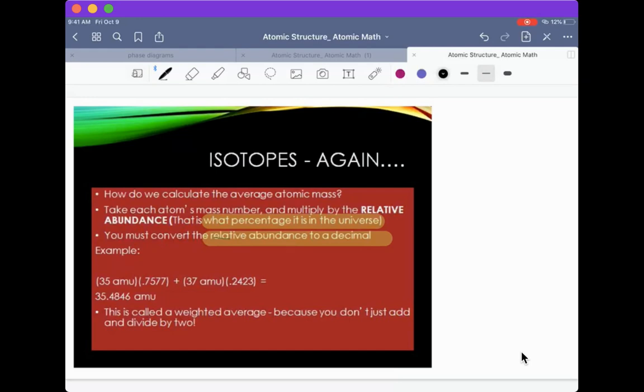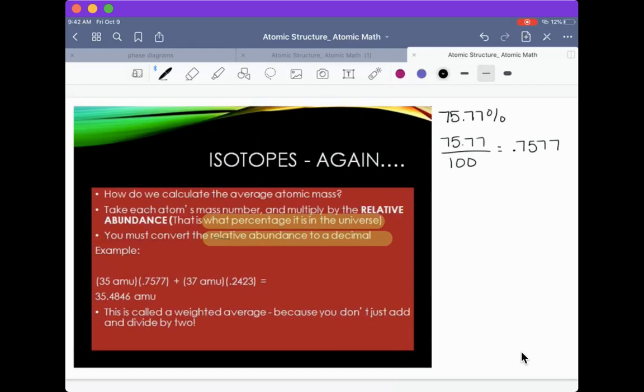the isotope of chlorine-35 was found 75.77% of the time. What a percentage means is you are taking that number out of 100%, or 100 things. So you take the number 75.77 and divide it by 100, because you're taking it out of 100. When you plug that in the calculator, that's going to give you the decimal of 0.7577.